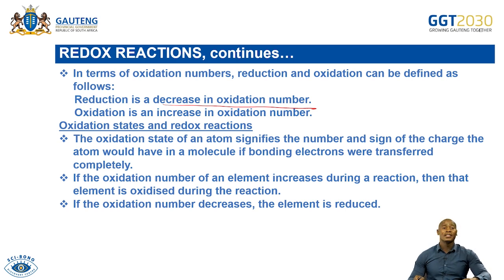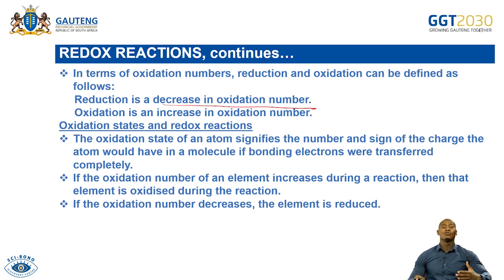The oxidation state of an atom signifies the number and the sign of the charge the atom will have in a molecule if bonding electrons were transferred completely, right? If the oxidation number of an element increases during a reaction, then the element is oxidized during the reaction. But if the oxidation number decreases, then the element is reduced.